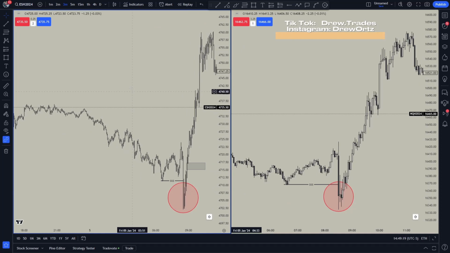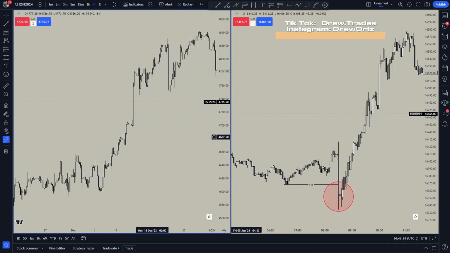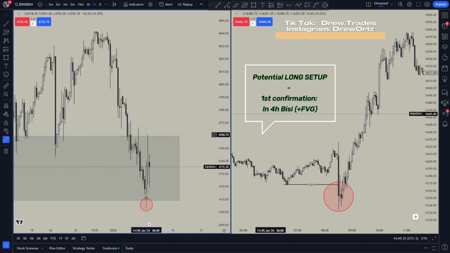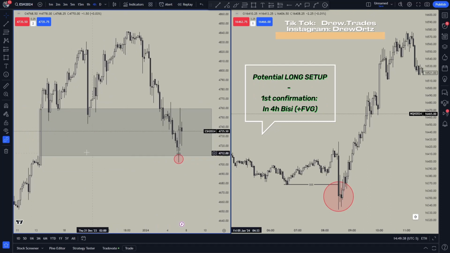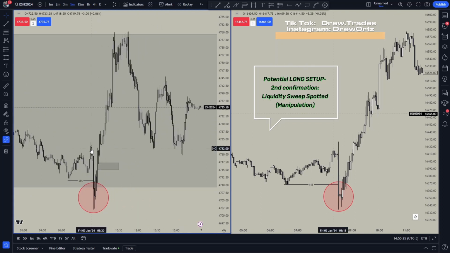What I wanted to see was us react off of this 4-hour imbalance that we created on ES. Alright, so now that I know that, we're coming into Friday knowing that we're coming into a 4-hour imbalance, meaning that price may potentially go up after it enters this area over here. I assume that the draw was higher after we saw market structure shift right here.